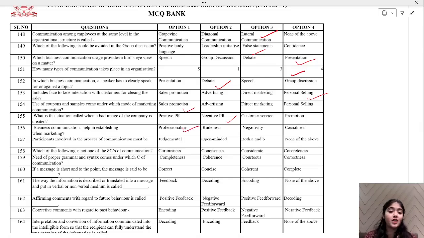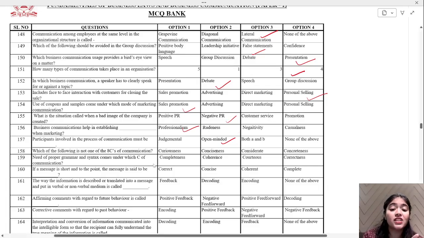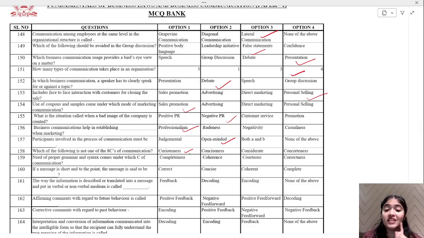Okay. Now, participants involved in the process of communication must be open-minded. You should be able to see all the points that people are presenting. Okay. Which of the following is not one of the 8 C's? Recall all the 8 C's. You will not see curiousness over there. Conscience is there, considerate is there, correctness is there, curiousness is not there.